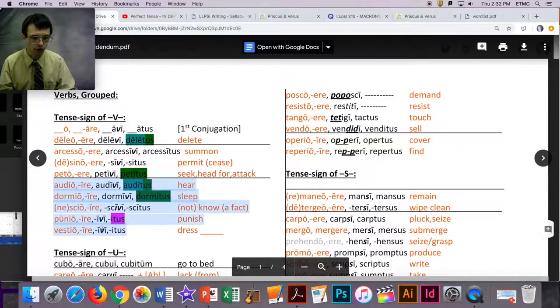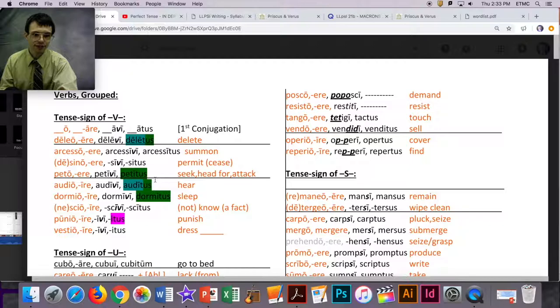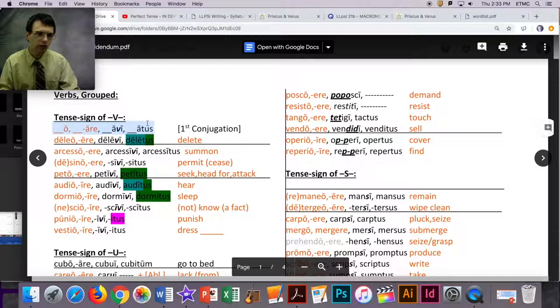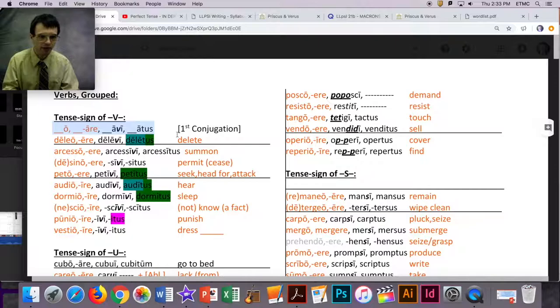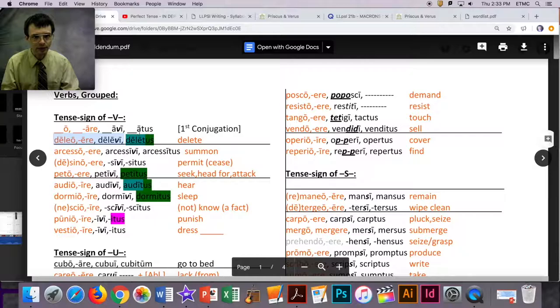So there's a lot to learn in this chapter. Even if you don't take the time to memorize these, because yeah, I know there are a lot here, it would be really good to at least once go through and recite every single one of these. So you don't need to do first conjugation because those will always forever and ever, amen, follow this pattern here. But the other ones you do need to recite. Deleo, delere, delevi, deletus, arcesso, arcessere, arcessivi, arcessitus.